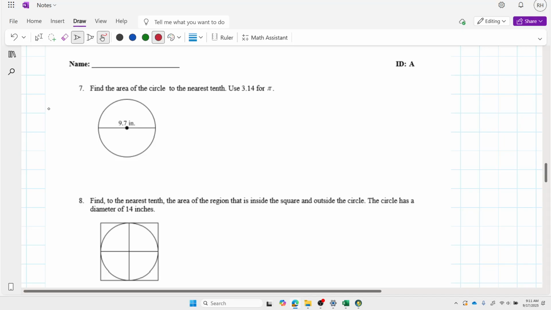Problem number 7, find the area of the circle to the nearest tenth. Use 3.14 for pi. So area is equal to pi times the radius squared. In this diagram, are you given the radius or the diameter? That's the diameter. Radius is equal to diameter divided by 2. So in order to find this radius, we got to take 9.7 and divide it by 2.